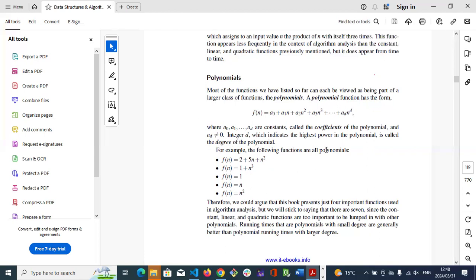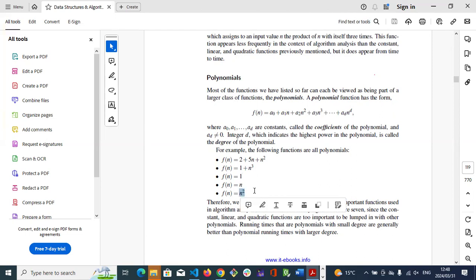For example, the following functions are all polynomials. f of n equals 2 plus 5n plus n squared is a polynomial whose highest degree is 2. Therefore, this is a quadratic function, this is a cubic function, this is a constant, this is a linear function, this is a quadratic function.